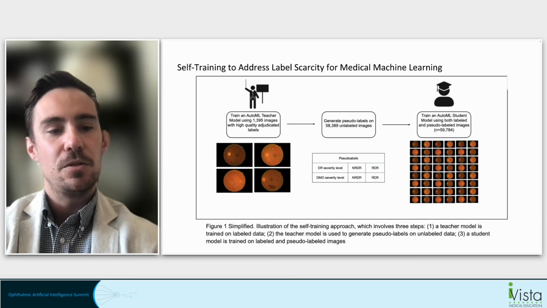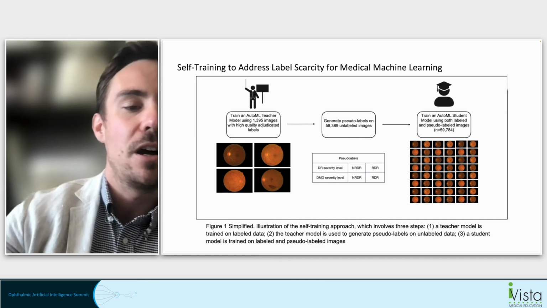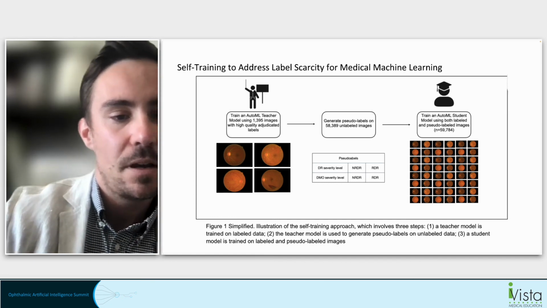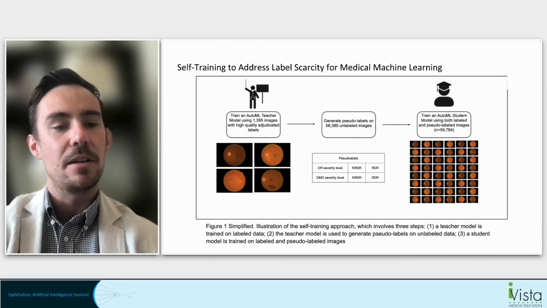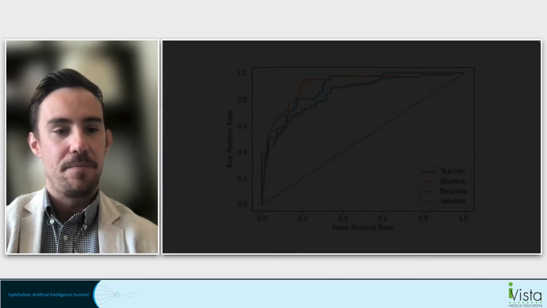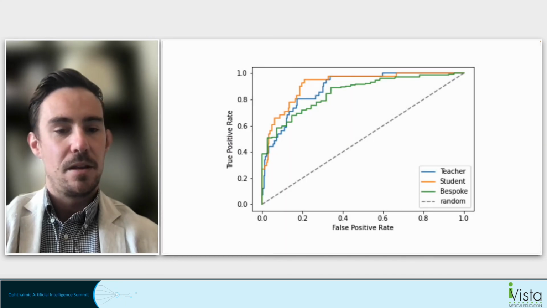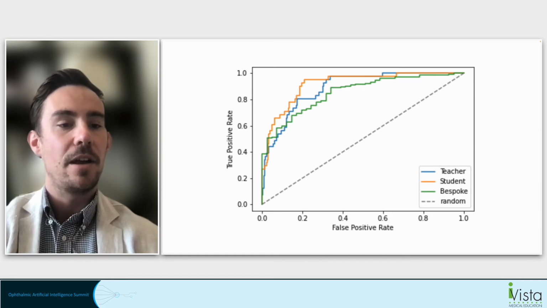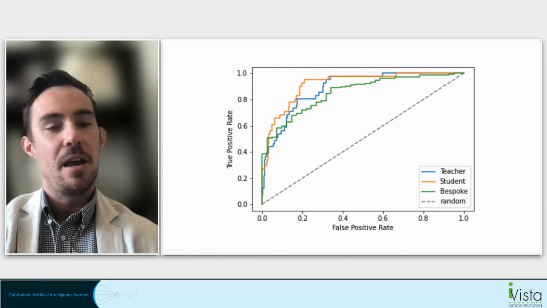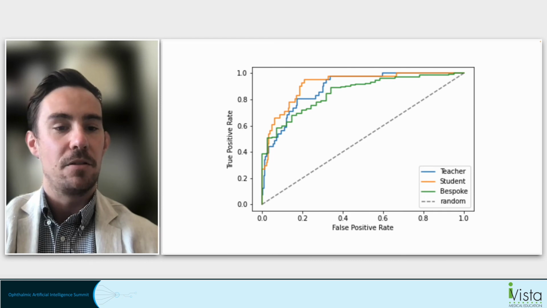We then used that model to label a large unlabeled data set. And then those generated labels and images were integrated back into an additional round of training, and this was termed the student model. And the results here show that the student model performs better than the teacher model without any additional labeling effort, and both actually perform better than the bespoke model created by coders, which is in green.